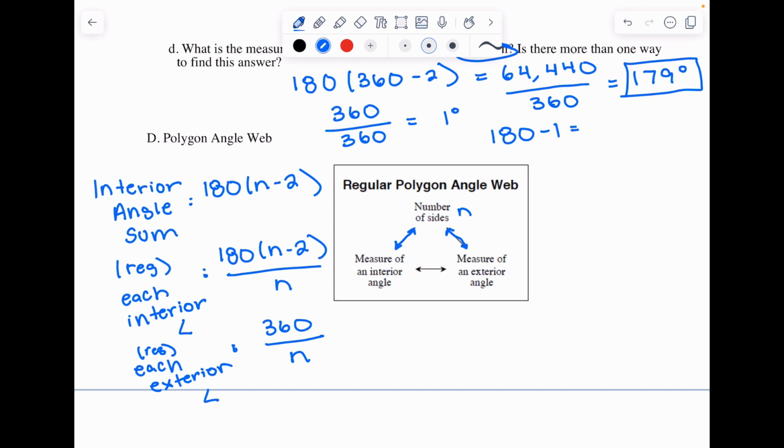I also want you to note that each exterior angle and each interior angle added together will equal 180 degrees because they form a linear pair. So those are your formulas to find the missing angle measures of polygons, and most importantly, for regular polygons.